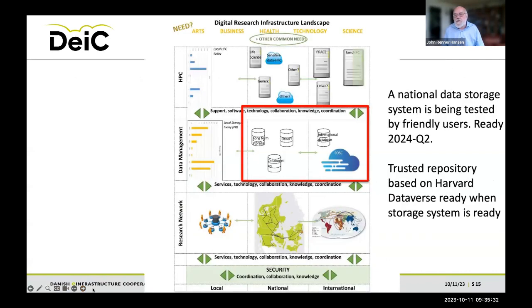One thing on the infrastructure is that we are now building a national storage system. It is being tested by friendly users for the moment, and it will most likely be ready in the second quarter of next year. On top of that, there will be a trusted repository based on our Dataverse, and that will be ready at the same time. So this will be offered to all our researchers across the country. So there will be a national storage system and a national trusted repository.